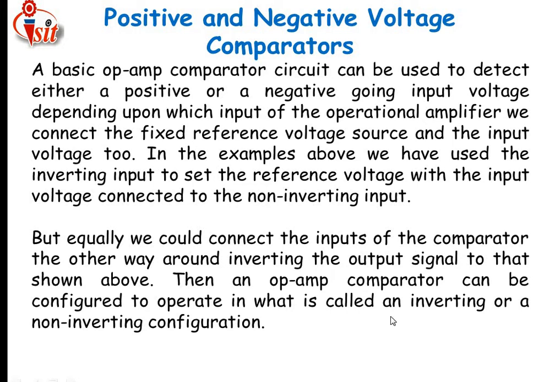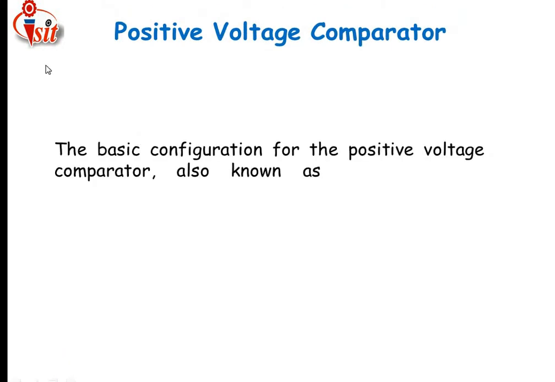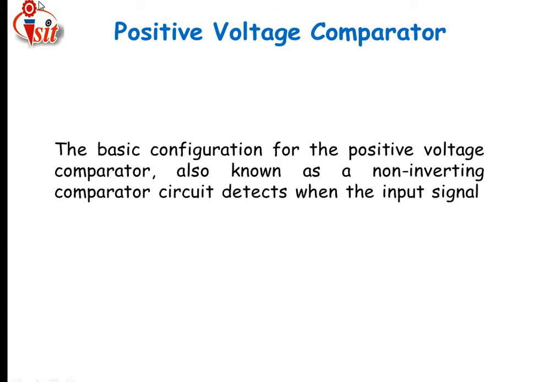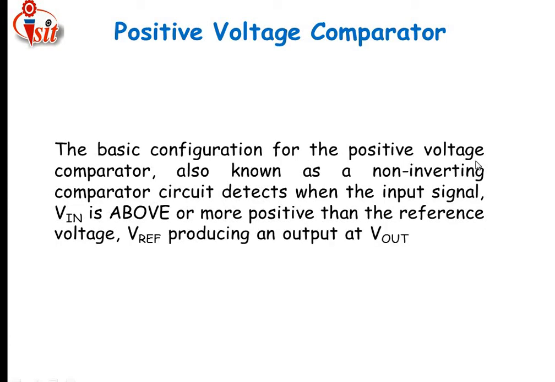Then an op-amp comparator can be configured to operate in what is called an inverting or non-inverting configuration. First of all, we are going to see the positive voltage comparator. Why is that name given to this type of comparator? Just see the basic configuration of the positive voltage comparator, also known as the non-inverting comparator, because the non-inverting terminal of the op-amp is called the positive terminal of the op-amp. For that purpose, this type of comparator is called a positive voltage comparator.